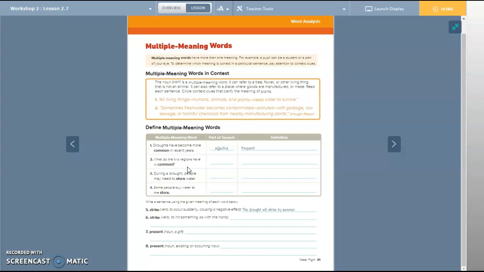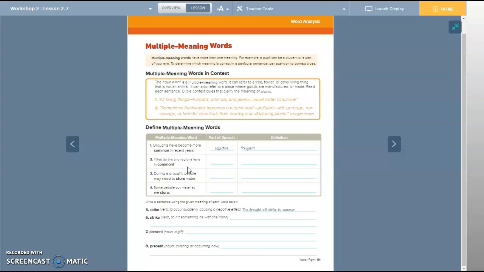So now we're looking at multiple meaning words. Multiple meaning words have more than one meaning. For example, a pupil can be a student or a part of your eye. So a multiple meaning word, a pupil, can be a student or it can be a part of your eye. To determine which meaning is correct in a particular sentence, pay attention to context clues. So we know that context clues are words around it that help us to understand it better, right?